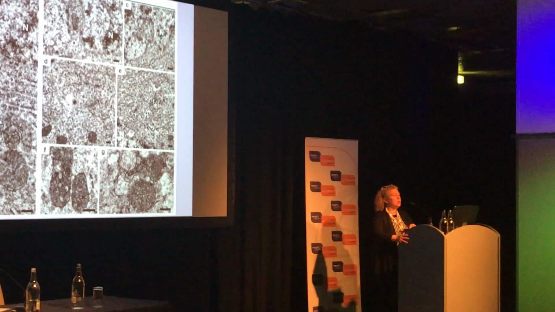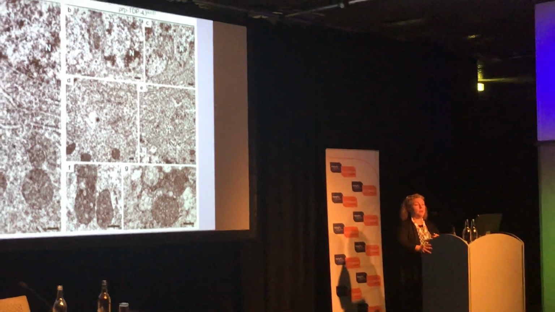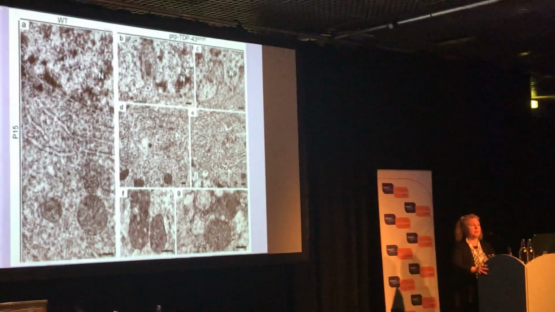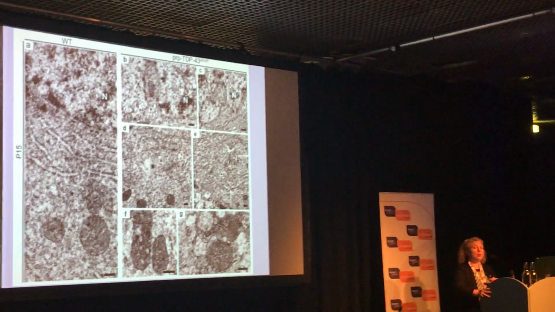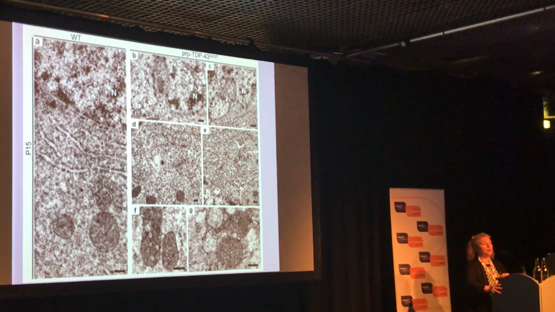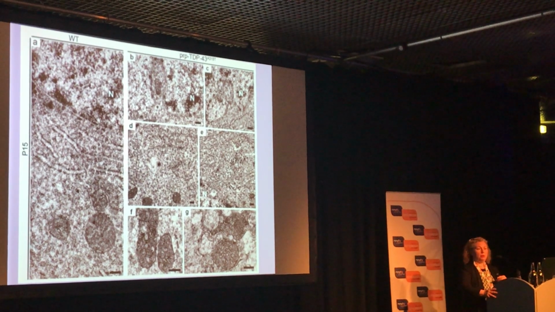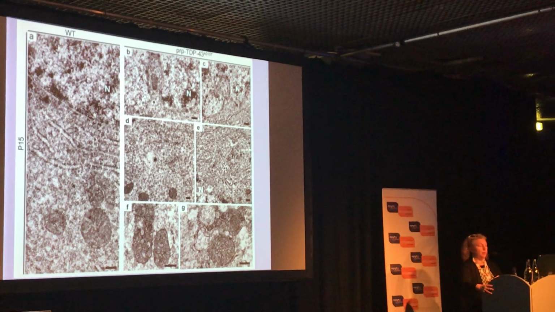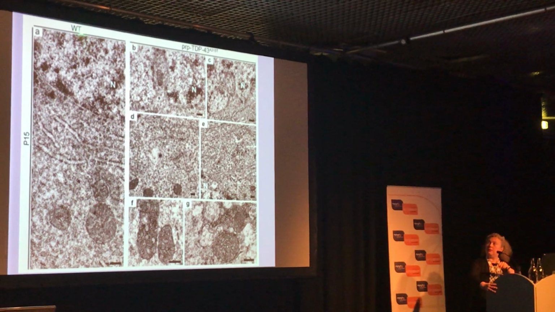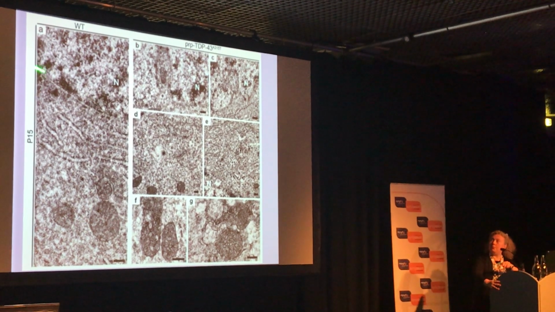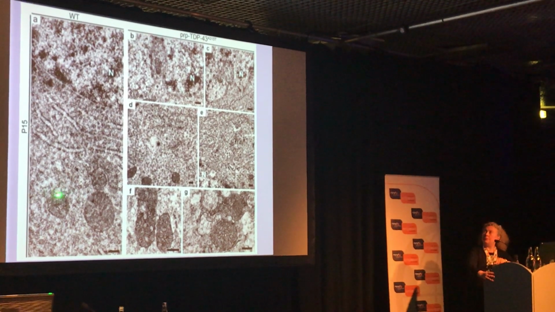So the earliest time point that we could go was P15, postnatal 15. As you can imagine, this is a very early time point. The mouse just opened its eyes, it's still with its mother and has no symptom of disease, and it's still a little baby. And in that case, this is again like a textbook picture, nuclear membrane, ER, mitochondria, no defects.